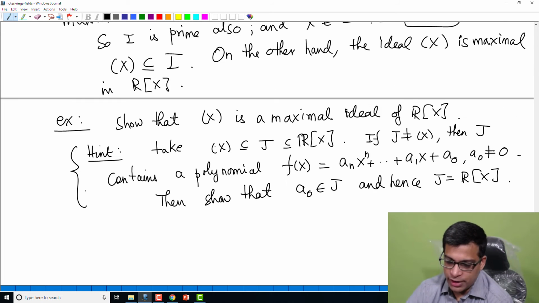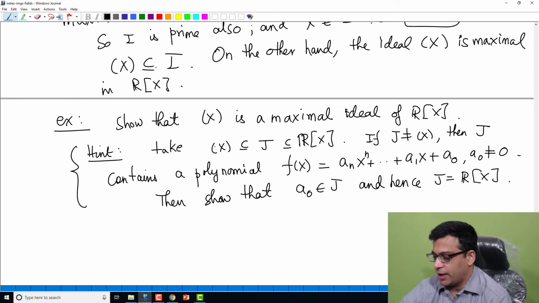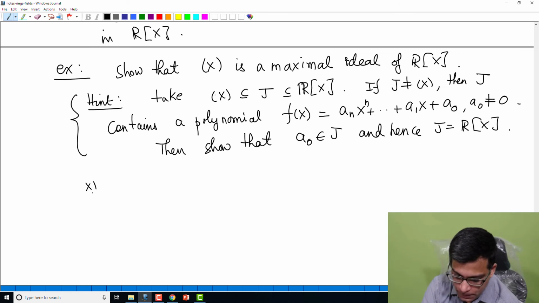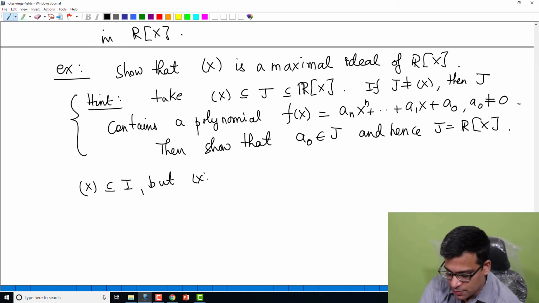So now let's go back here. We have shown that the ideal I contains (x), but (x) is maximal.